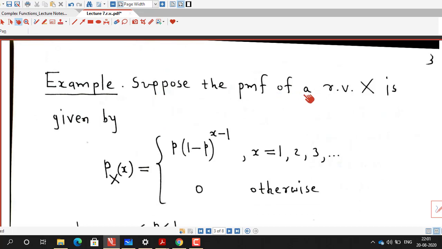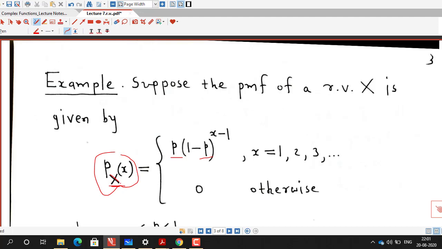Suppose the probability mass function of a random variable x is given by p of x equal to small p into 1 minus p raised to x minus 1, where x is any natural number. And if x is different from these natural numbers, then value is 0. That means possible values of random variable x are small x equal to 1, 2, 3. Here I have denoted this probability mass function by this suffix x because p is used here. So to distinguish these two, we are using this notation for probability mass function.